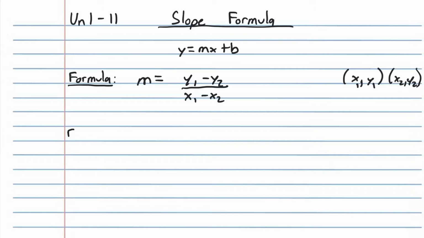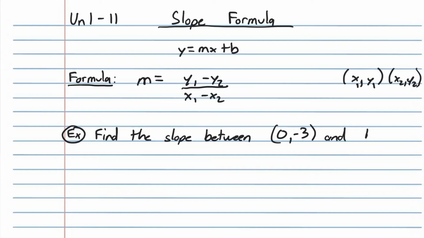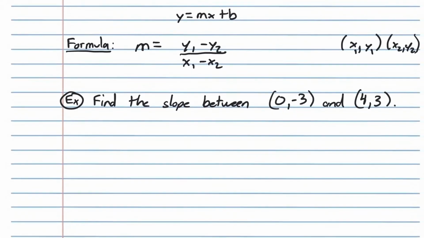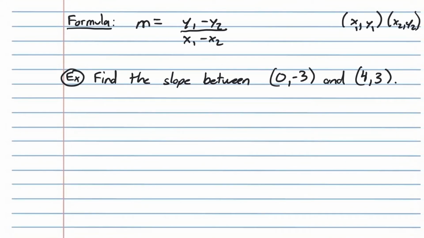Okay, so for example, let's say a question says find the slope between the points 0 comma negative 3 and 4 comma 3. The first thing you're going to want to do to be able to answer this question is, I highly recommend that you label your points. It just makes keeping track of the variables so much easier. It doesn't even matter which one you label as which.